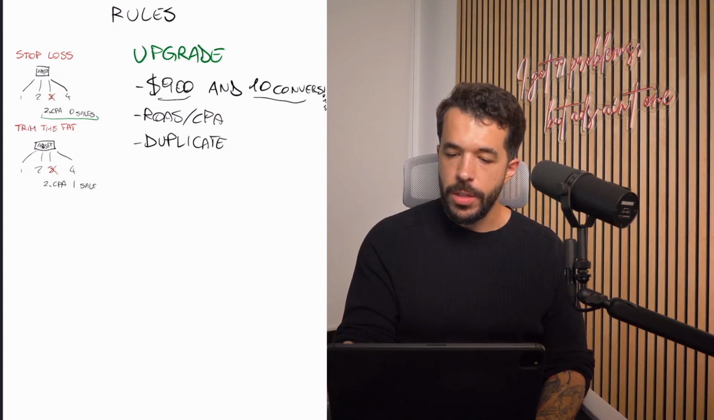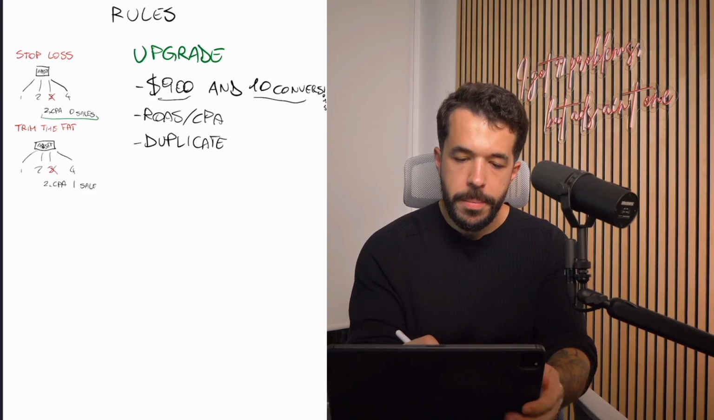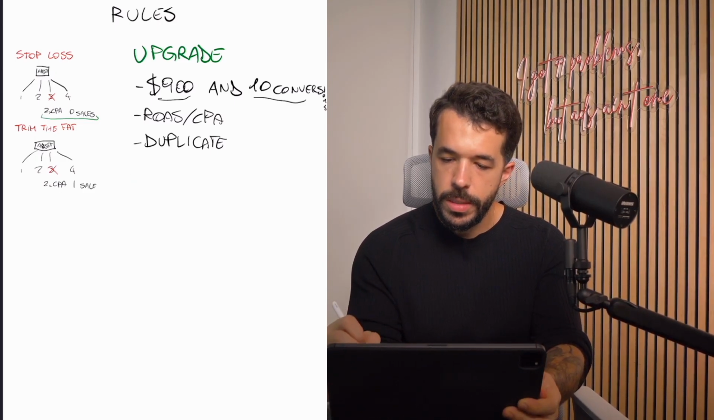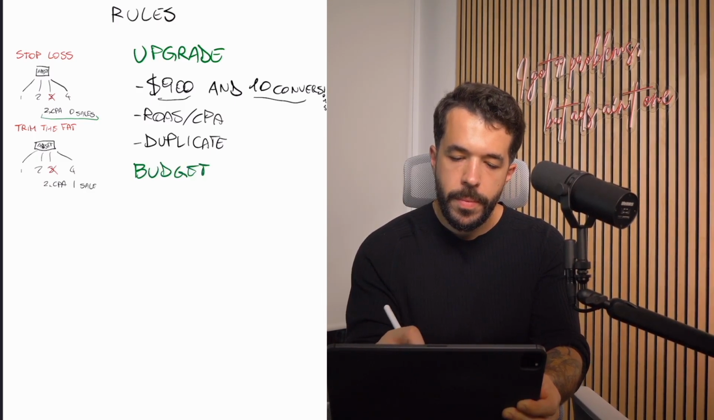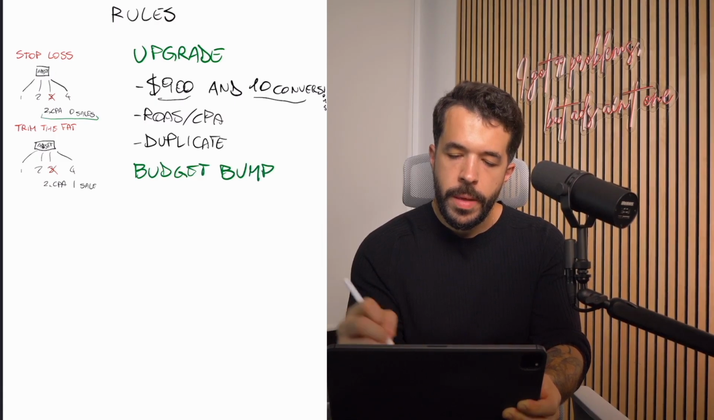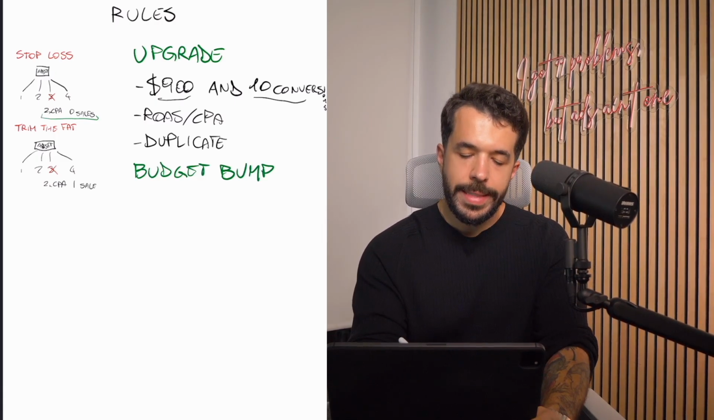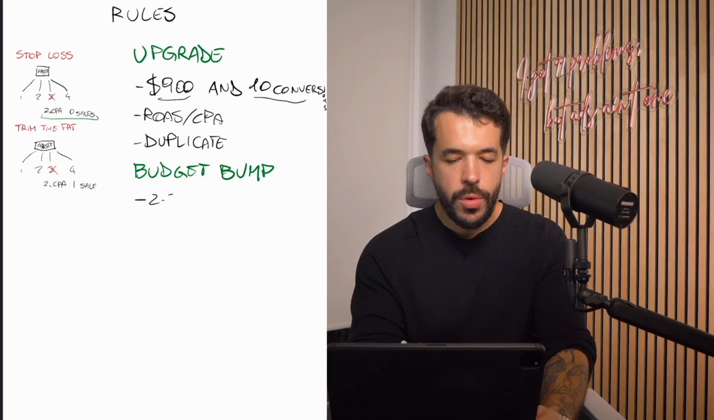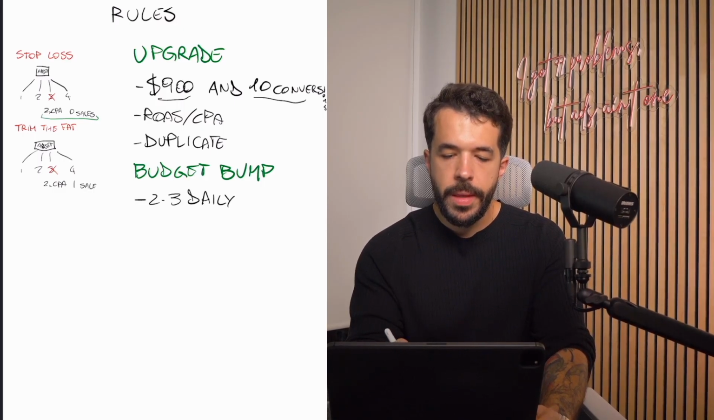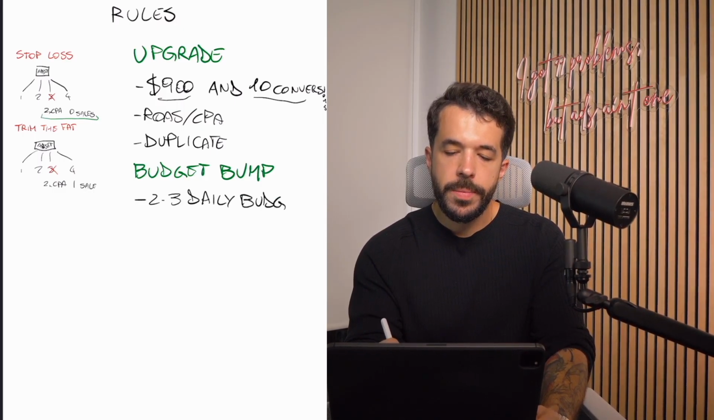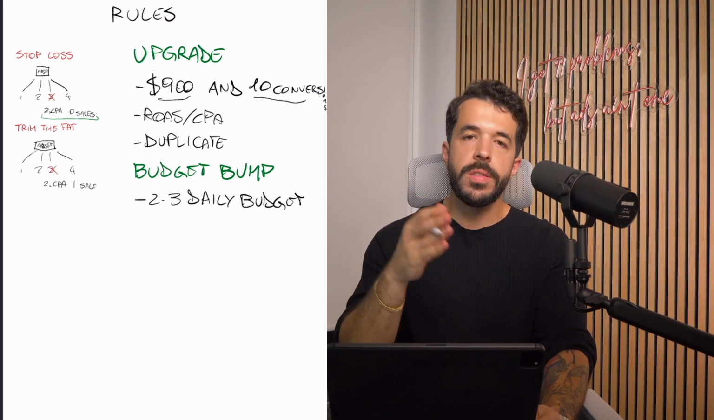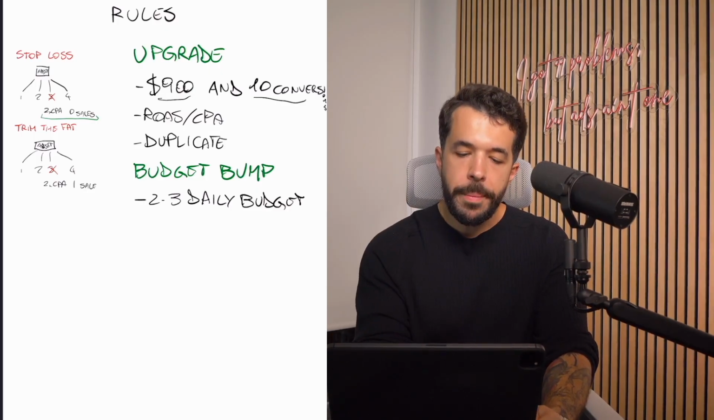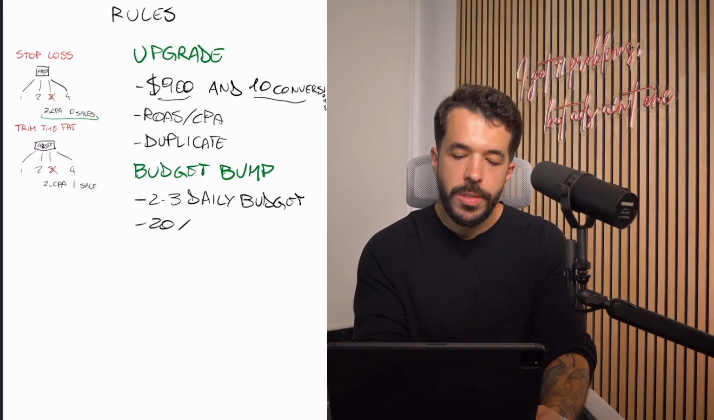Now, the second good rule is the budget bump. Regarding the budget bump, when you launch a new ad set in the ABO campaign, you have 2 to 3 days of daily budget. And then based on results, if the ad is running well, it's getting sales, ROAS and CPA are on target, you want to bump the budget by 20%.